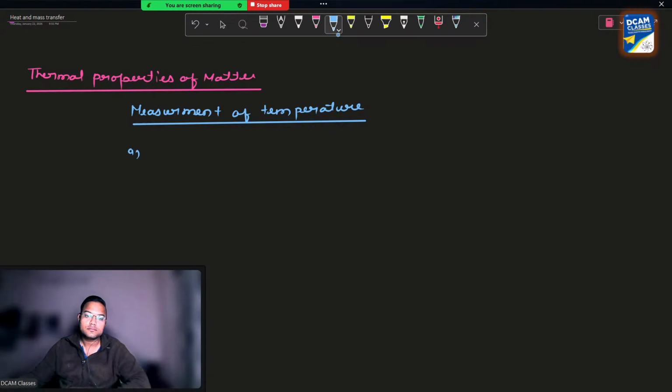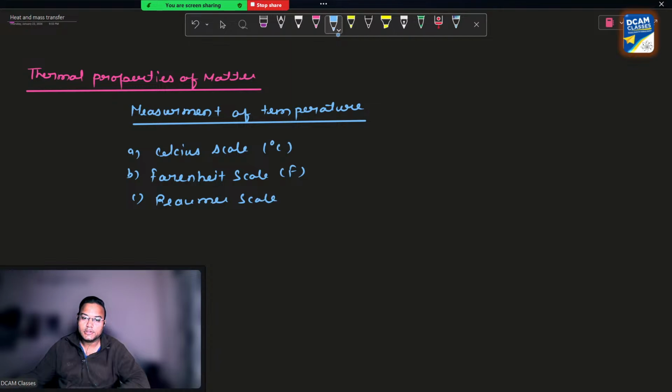A few you may be knowing. First is the Celsius scale, that's degree Celsius. Second is Fahrenheit. This also you may be knowing, represented by F. Third one is Reaumur. This you may not be knowing, represented as Ra. Next is Rankine, represented by R. This also may be new. Then the Kelvin scale, which you may be knowing.